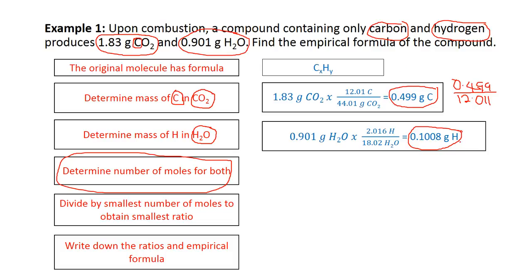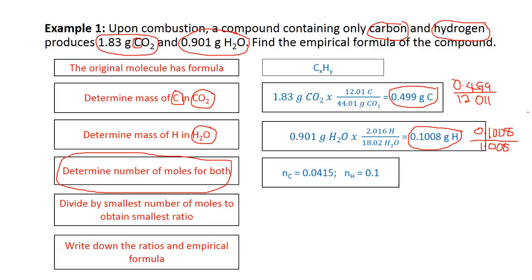We do the same thing with hydrogen here. We divide the given mass here, 0.1008, by the molar mass of hydrogen, which is 1.008. So this will give us the number of moles.